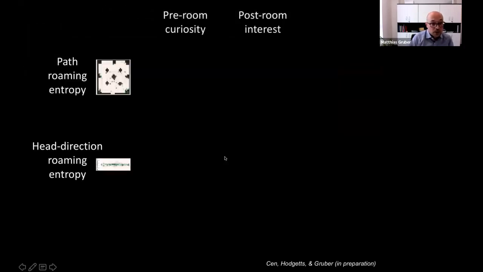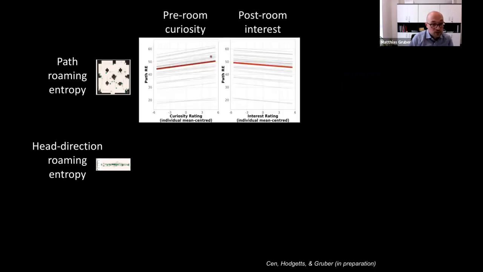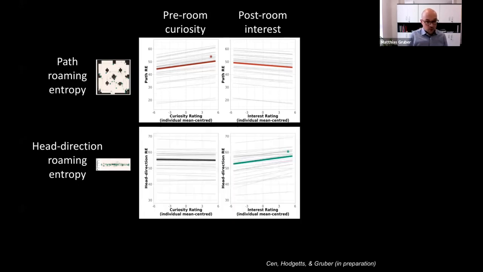And just briefly, what we found with pre-room curiosity and post-room interest is that the path roaming entropy was only predicted by the curiosity rating. In other words, the more curious a participant was to explore a specific room, the more they explored this room. And this is quite nice because this has never really been tested before in humans. In the animal literature, exploration is always seen as an index of curiosity, but of course, we can't test this easily in animals. So I think this is the first study that really shows that curiosity indeed affects exploration of novel environments.